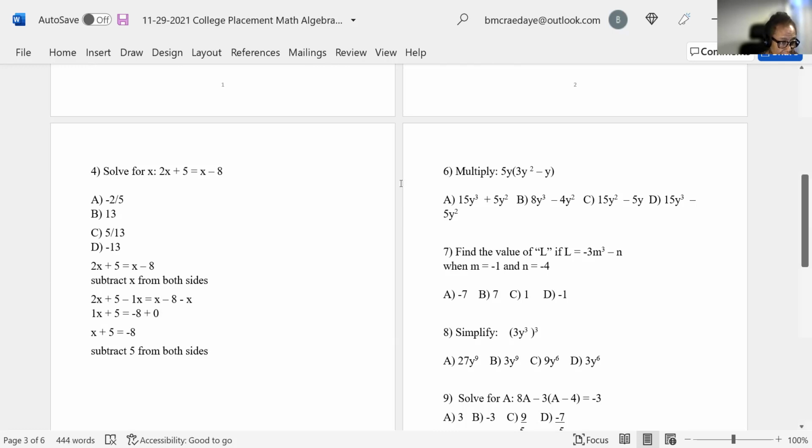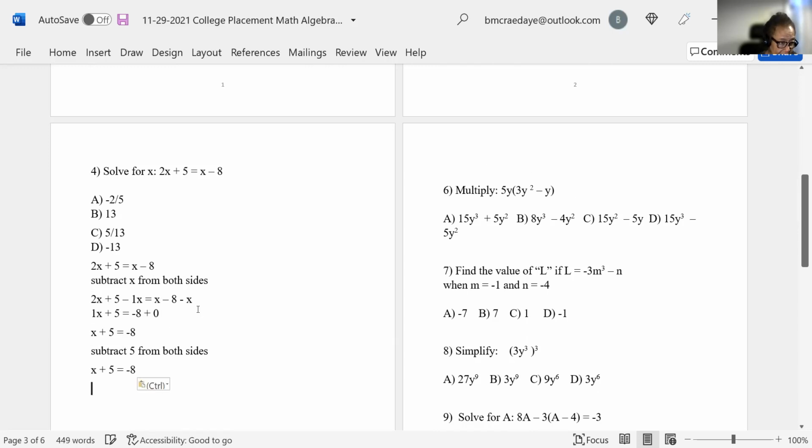Okay. So let's do that. Let's take this equation. Subtract the 5 from both sides of the equation. Keep it in balance. So this will be x plus 5 minus 5, and minus 8. Subtract on the right. So that'd be minus 5.